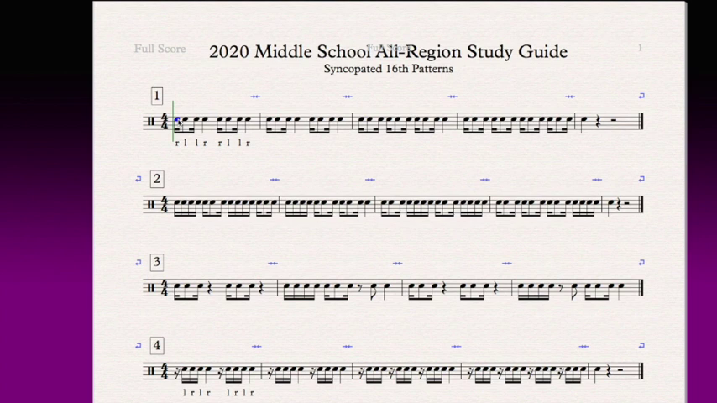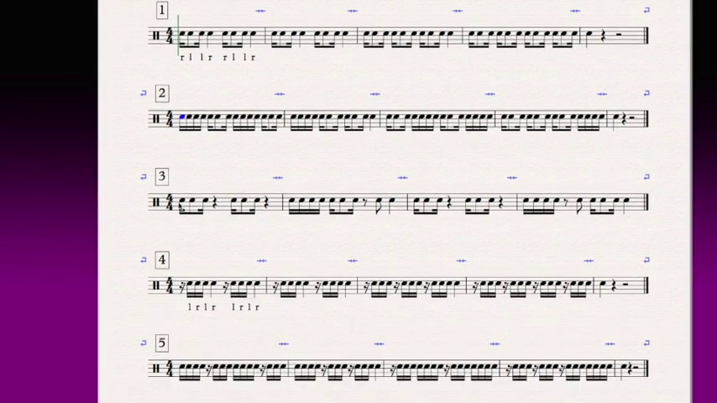So line number 1, we would count one ti ta 2, 3 ti ta 4, one ti ta 2, 3 ti ta 4. And that rhythm's going to sound the same every time you hear it. It's like 4 16th notes missing the te. Here on line number 2 becomes even more clear. One ti te ta 2 ti ta 3 ti te ta 4 ti ta 1 ti te ta 2 ti ta 3 ti ta 4.